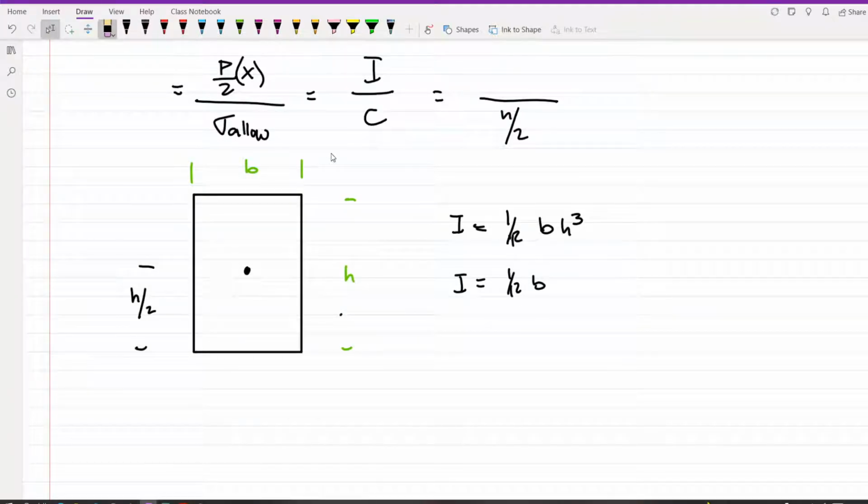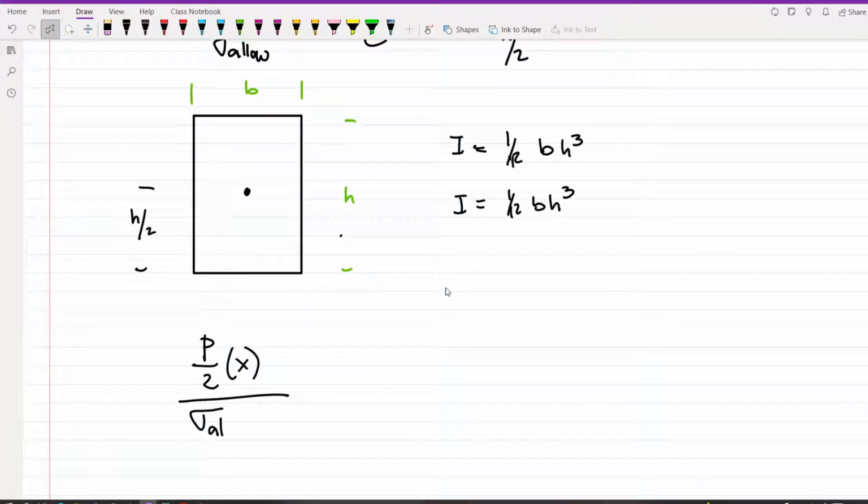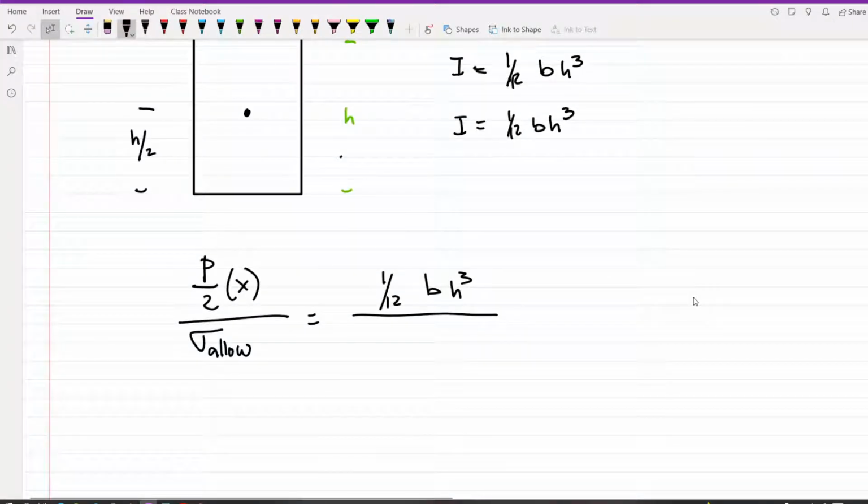Ibig sabihin, 1 over 12 BH cube. So, pwede natin tong ayusin. P over 2x over sigma allow is equal to 1 over 12 BH cube over H over 2. So, paano natin ito lilinisin?